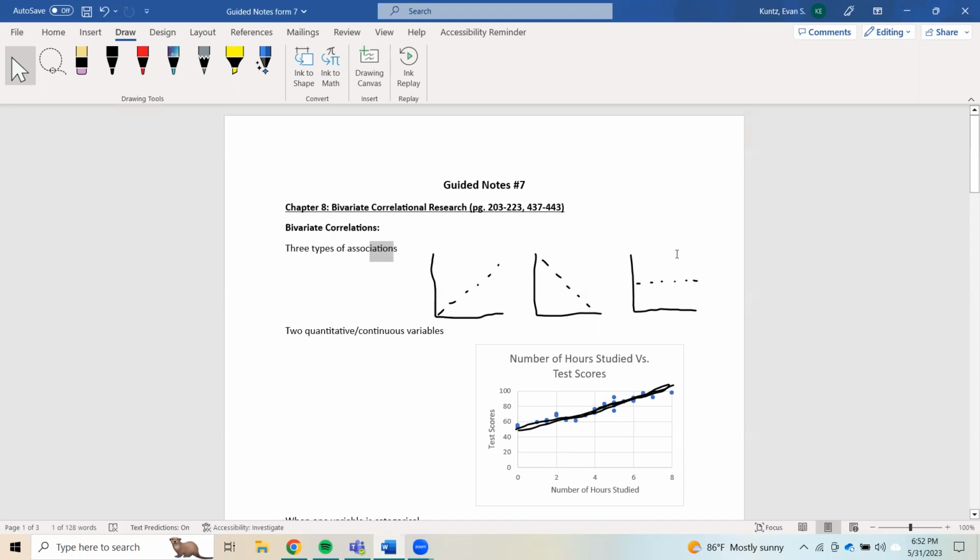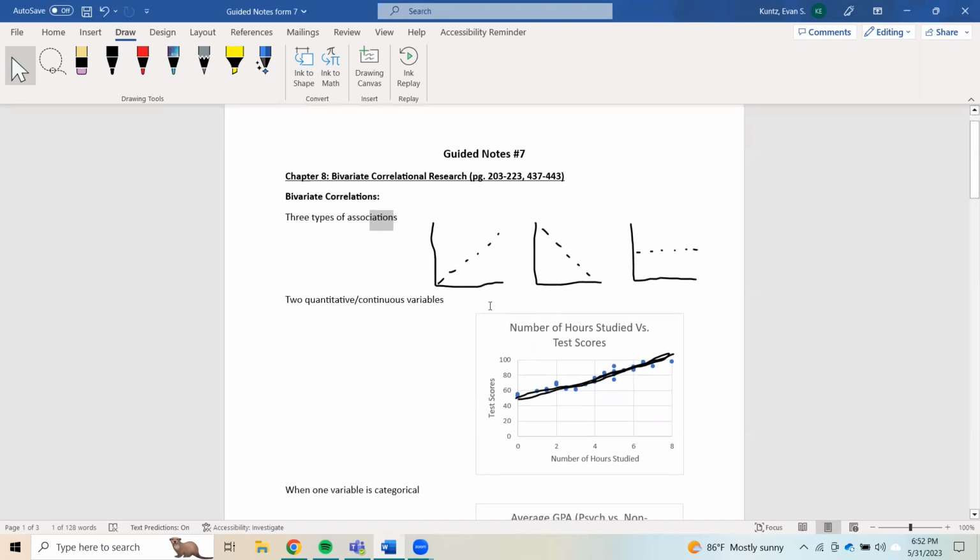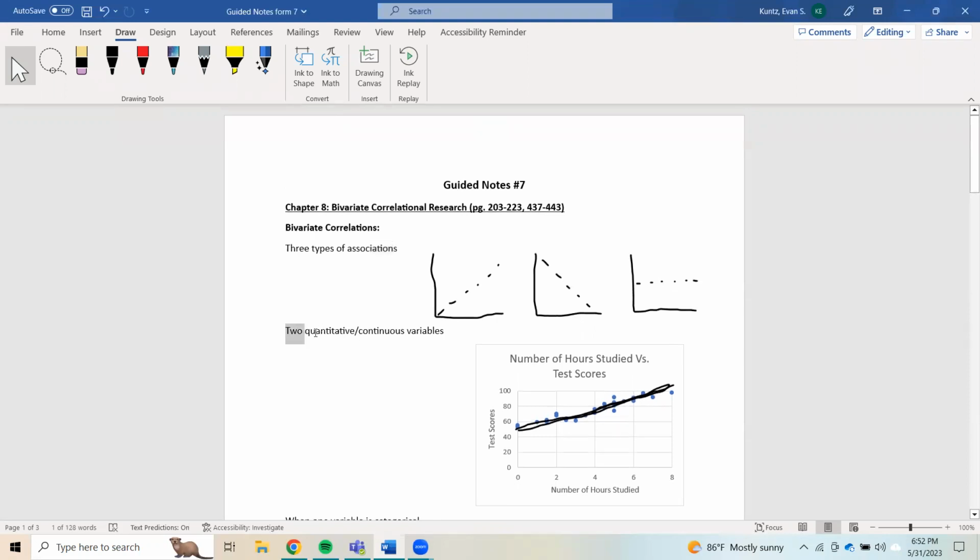This means that as one variable increases, it is not related to an increase or decrease in the second variable. The most frequent way that you're going to see bivariate correlations is between two quantitative / continuous variables. On the right here, we've got a scatter plot, which depicts the number of hours studied versus test scores. The x-axis has the number of hours studied, which can range from 0 to 8. So any given person could have studied anywhere between 0 and 8 hours.